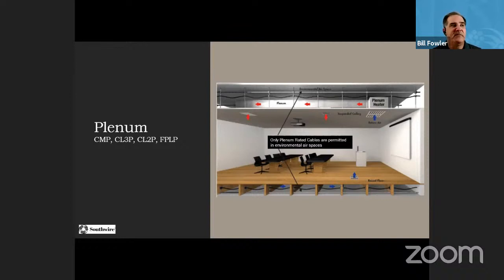So this is where you see the CMP, the CL3P, and CL2P, basically two class ratings, 3 and 2, and then the fire alarm plenum. But that just gives you a good representation to explain when I say plenum, what is that and what does it mean? So you can see this from this illustration.